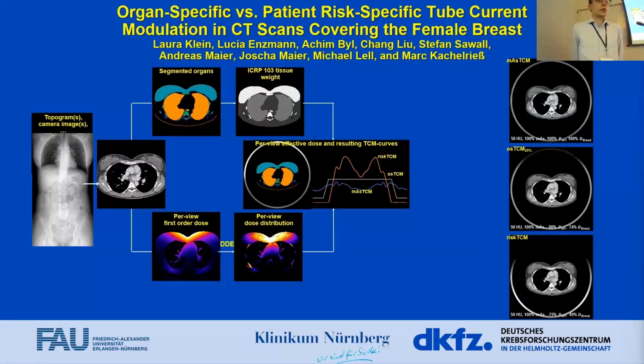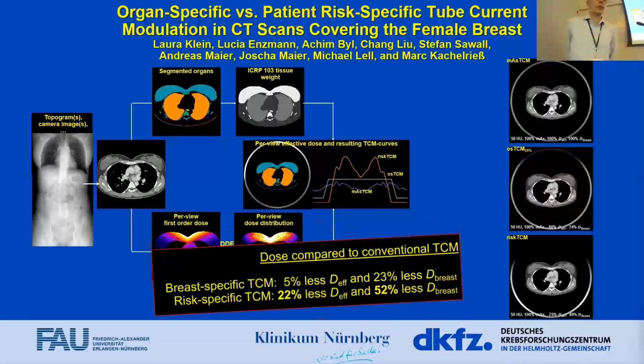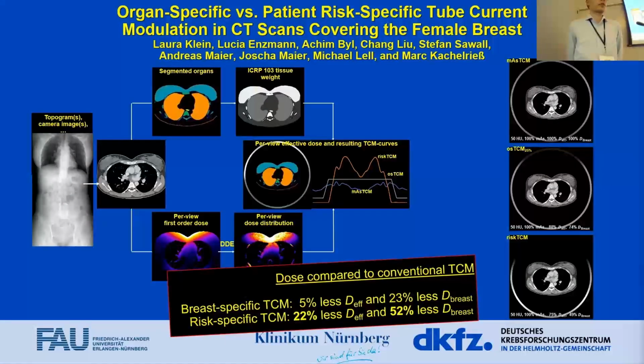With our new patient risk-specific tube current modulation, we are able to further decrease the dose by another 30% compared to the organ-specific tube current modulation. If you want to find out how, then visit me at poster M13.